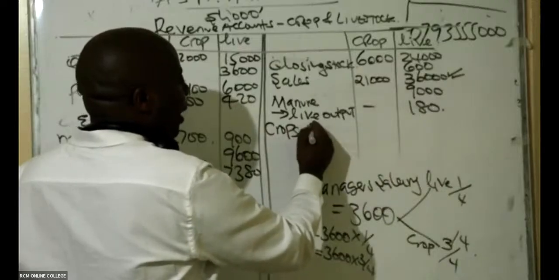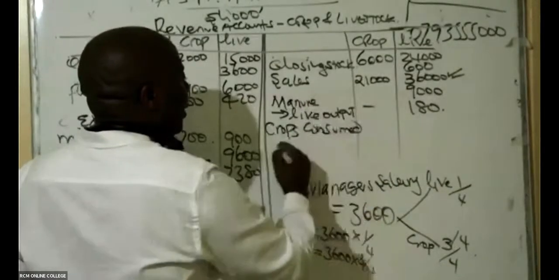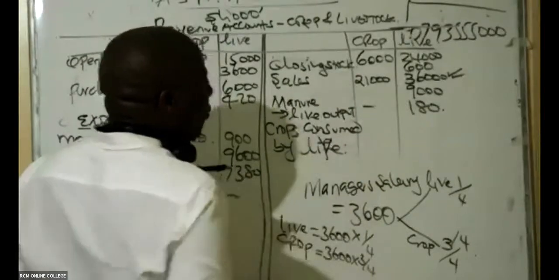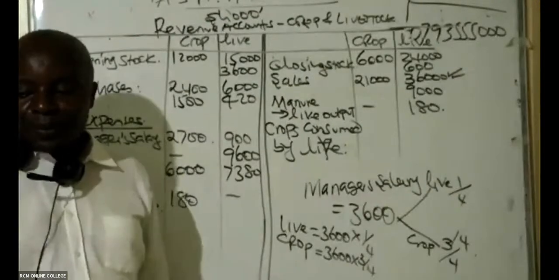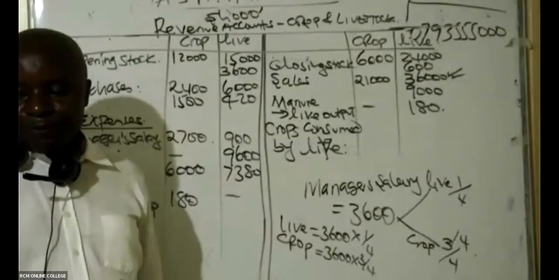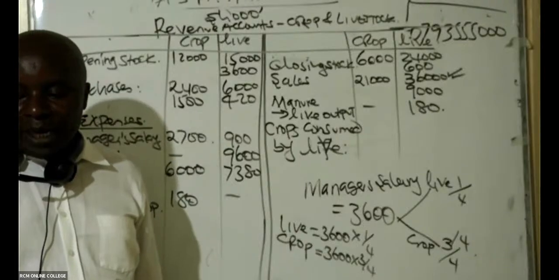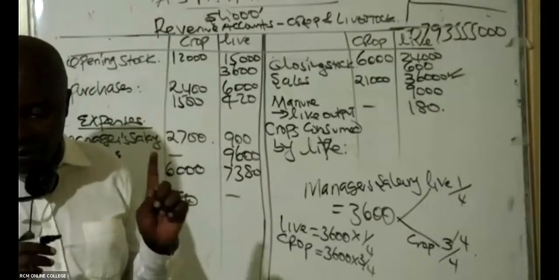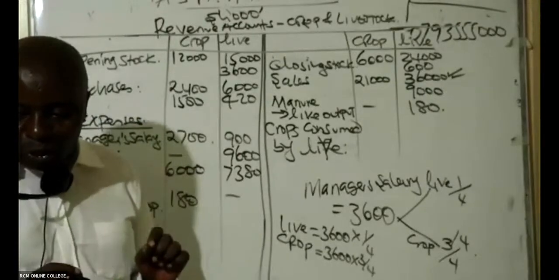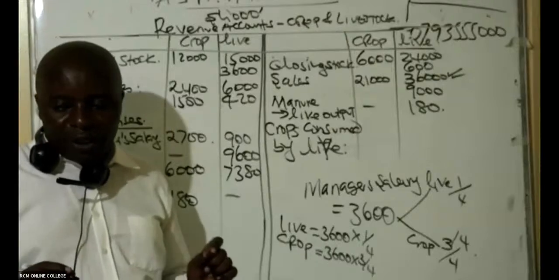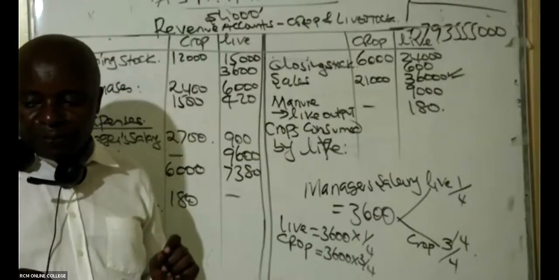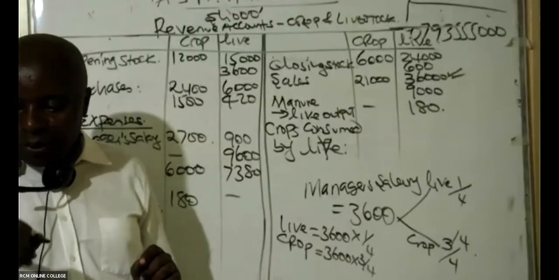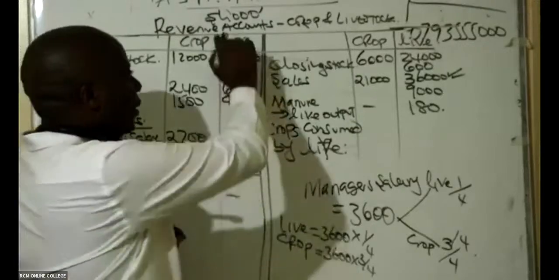So crops consumed by livestock. How much are they worth? These crops, how much are they worth? So these crops were being given by the crop section. So in this case, it's an output of crops. How much were they worth? Please talk to me. Is it 390? 390 everyone? And we're going to cut the 3 zeros because these are in shillings thousands.